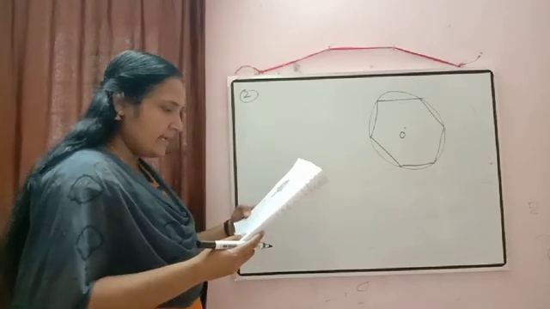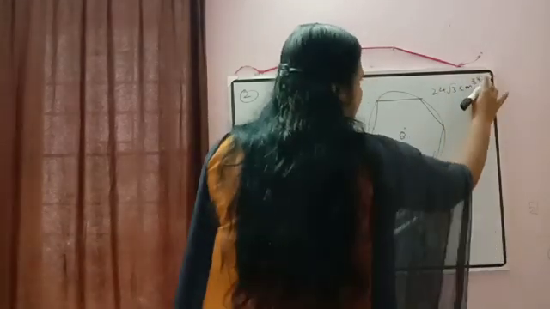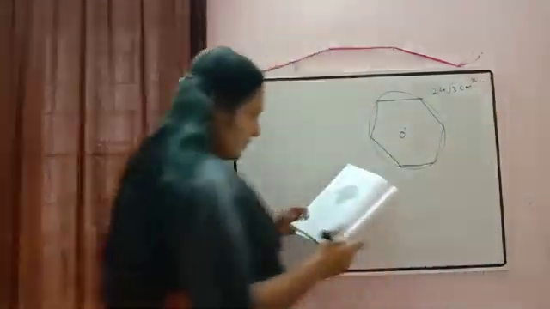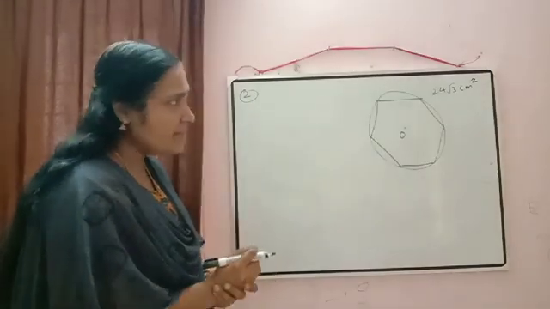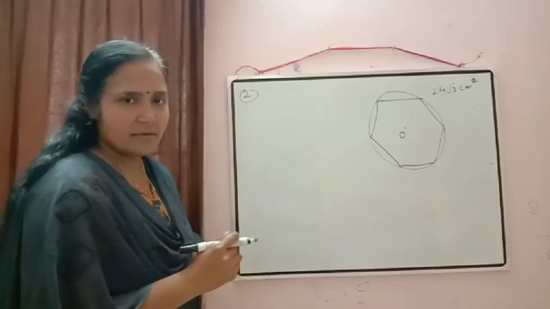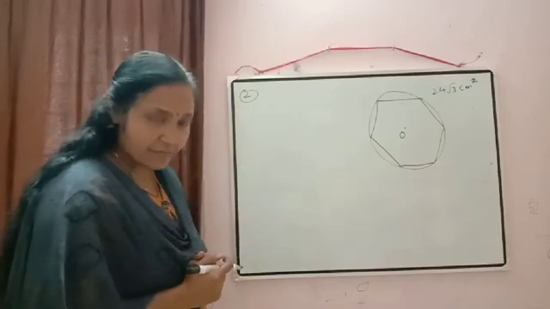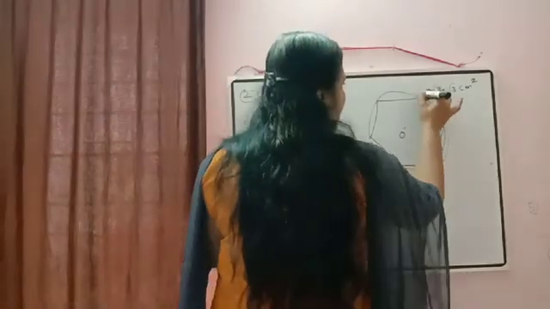It is given that the area of the hexagon is 24 root 3 centimeter square. We have to find the area of the circle. To get the area of the circle, what do we need? Yes, we need the radius. So now we can check how we can find out the radius.